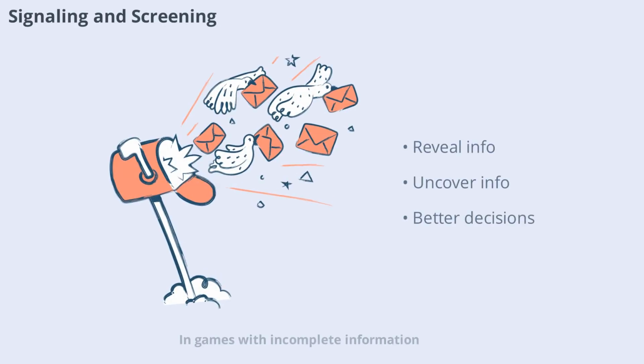In games with incomplete information, players often use signaling and screening to reveal or uncover information. For example, a job applicant might signal their ability through education while an employer screens candidates with interviews. These techniques help players make better decisions when not all facts are known.